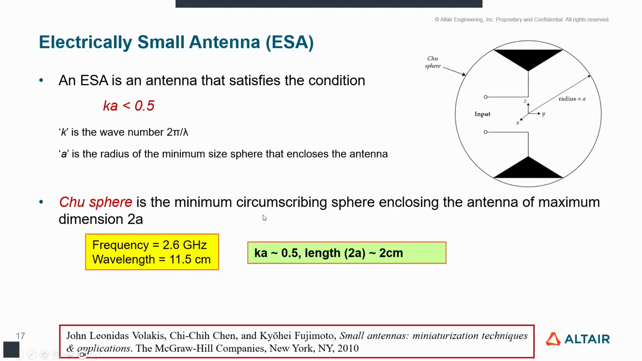And the frequency of interest is 2.6 gigahertz LTE frequency. At this frequency, the wavelength would be 11.5 centimeters. So the ka would be approximately 0.5.